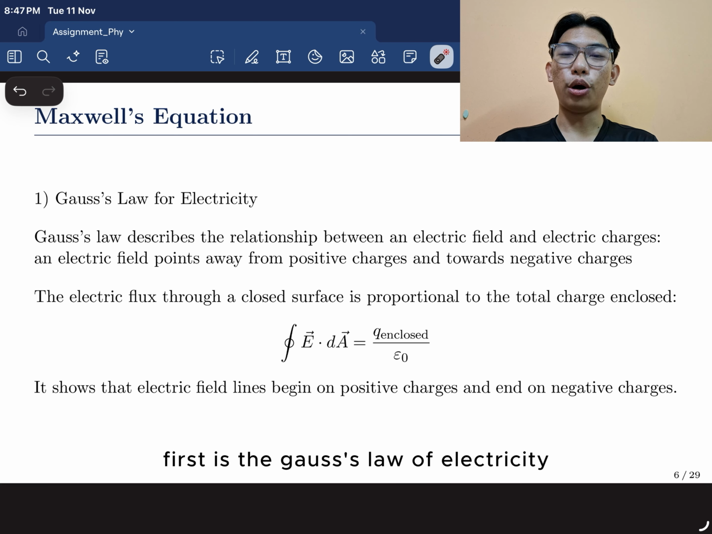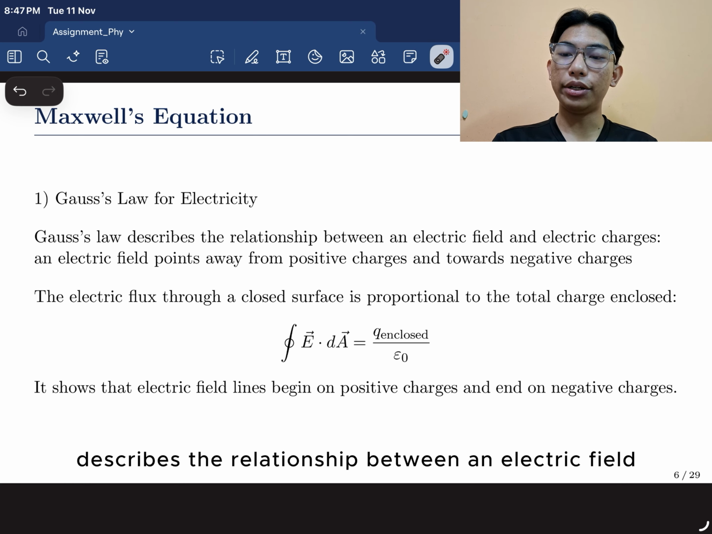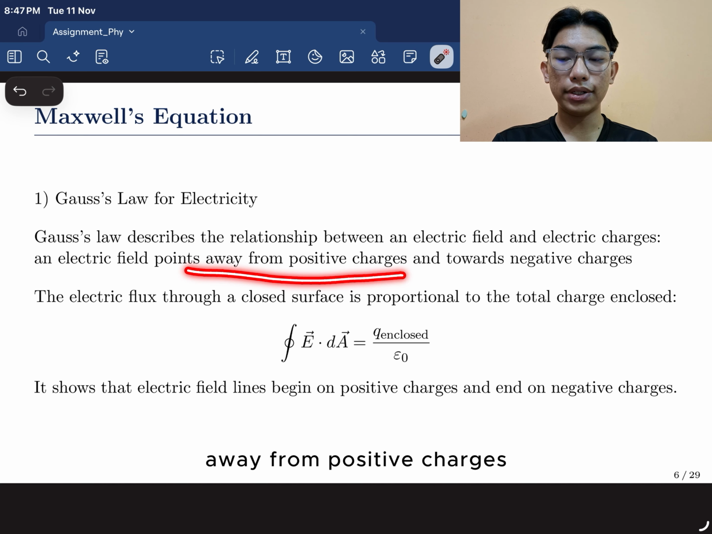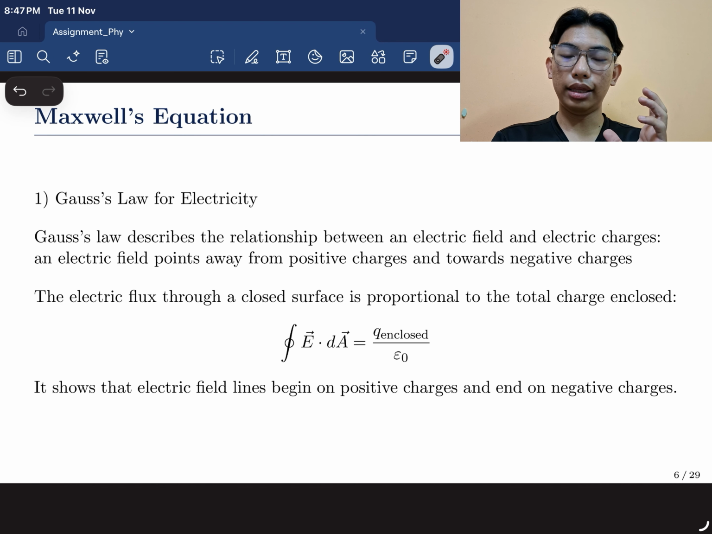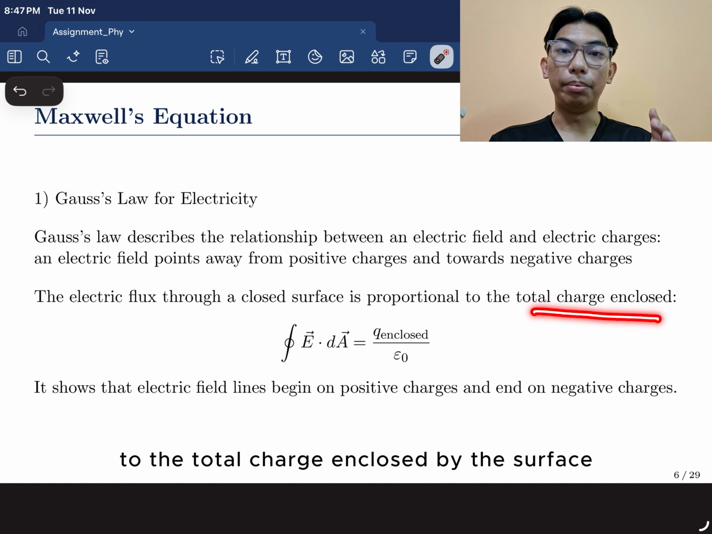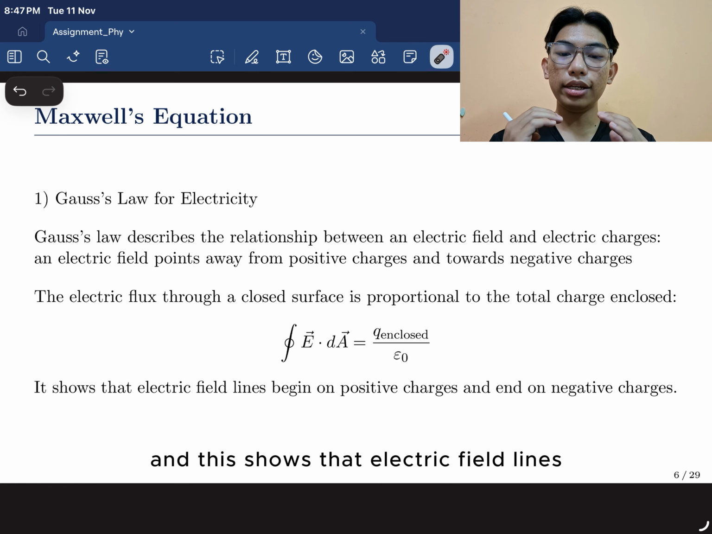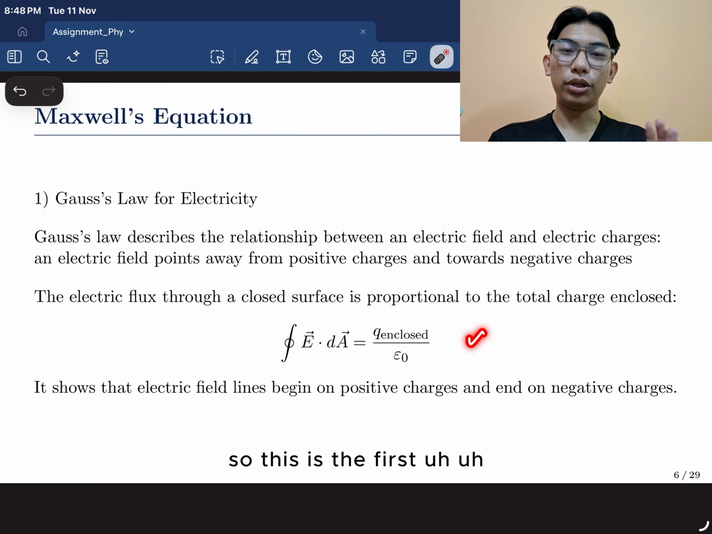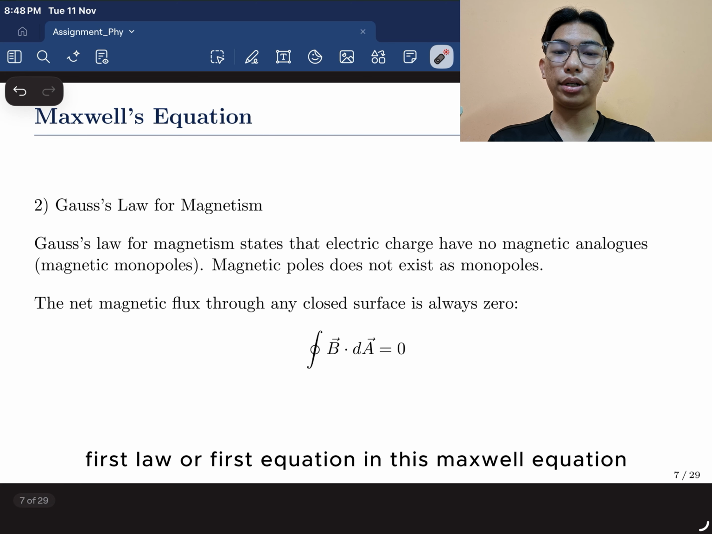First is Gauss's law of electricity. Gauss's law describes the relationship between an electric field and electric charges. It says that any electric field points away from positive charges and towards negative charges. And also, for a Gaussian surface, the electric flux through a closed surface is proportional to the total charge enclosed by the surface. So the equation is as below, and this shows that electric field lines begin on positive charges and end on negative charges. So this is the first law, or first equation, in Maxwell's equations.